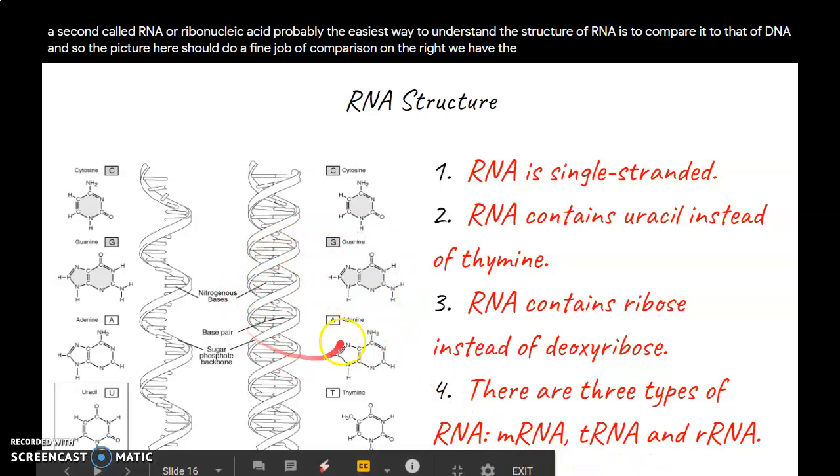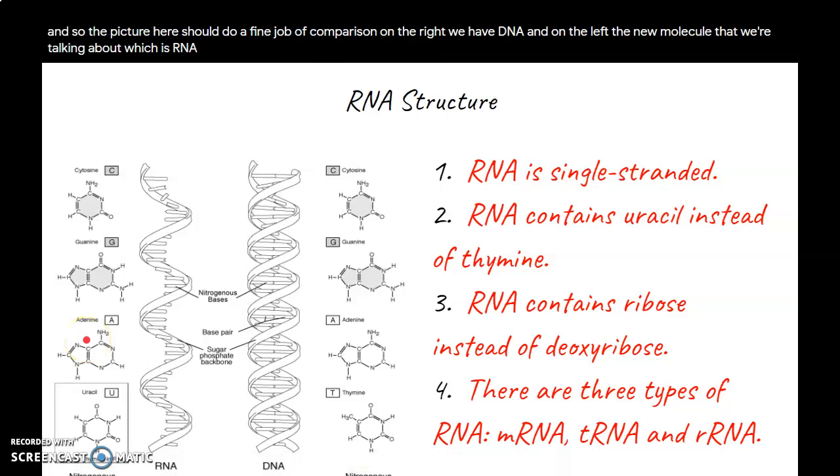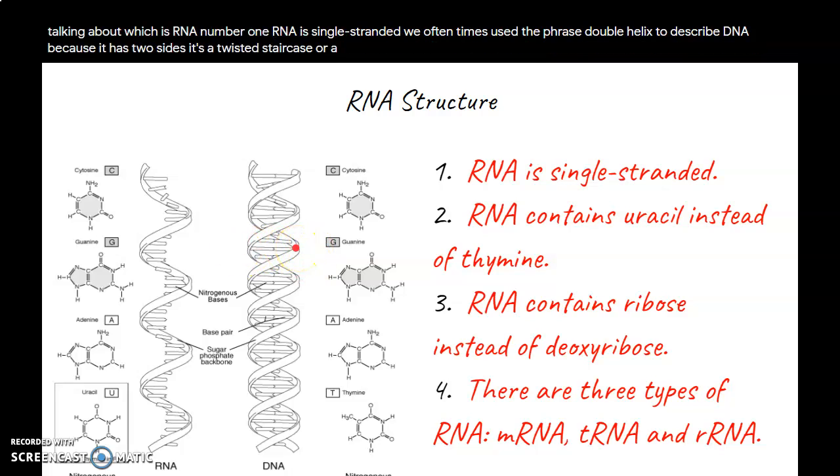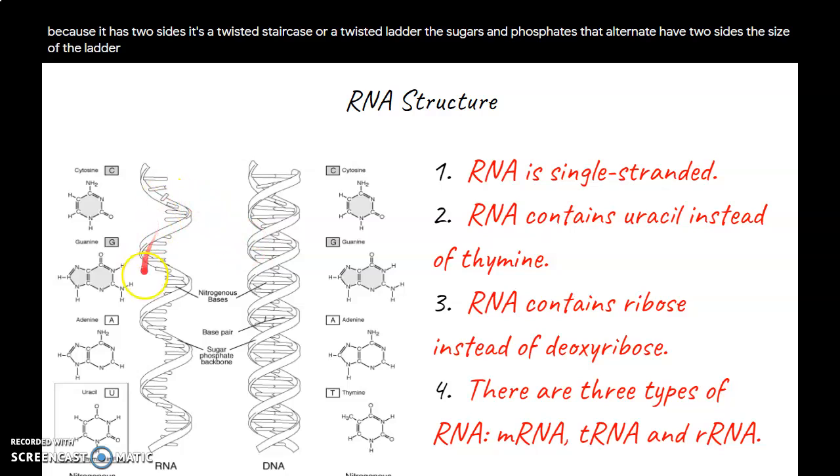On the right we have DNA, and on the left the new molecule that we're talking about, which is RNA. Number one, RNA is single-stranded. We oftentimes used the phrase double helix to describe DNA because it has two sides. It's a twisted staircase or a twisted ladder. The sugars and phosphates that alternate have two sides, the sides of the ladder. Only half of that exists in RNA, so it is a one-sided, not two-sided molecule.